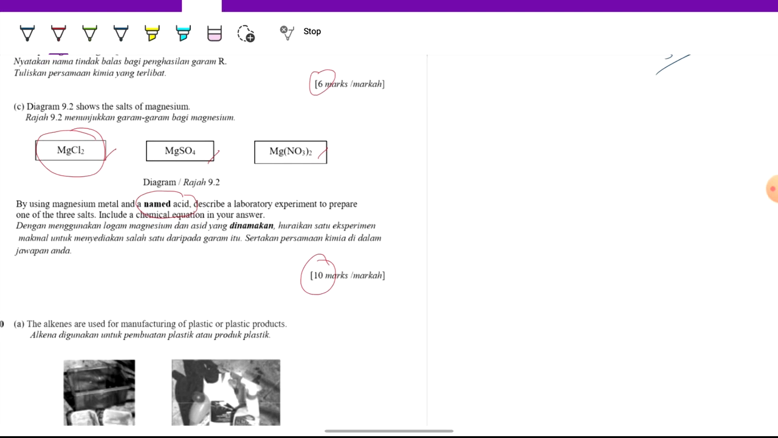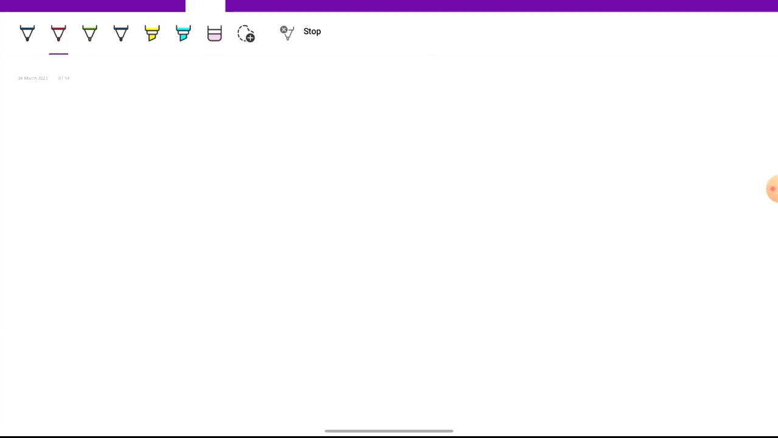We can use the magnesium with hydrochloric acid. We want to prepare the magnesium chloride. So we draft out the idea first. So we need to use the magnesium powder and then the hydrochloric acid. So first we have to list out the materials first. So the materials we need to use.